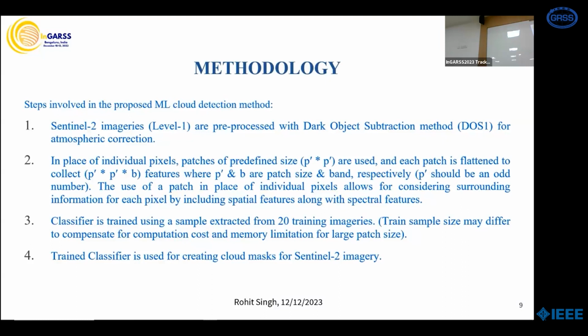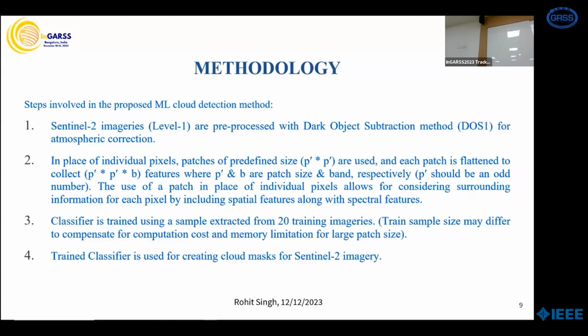We are applying our detection method, but instead of using individual pixels, we are creating pixel-wise patches, and each patch is flattened to get the feature vector. The patch size is usually an odd number, and we take the label of the middle pixel to assign the label for the training data. For training the classifier, we have used 20 training images.